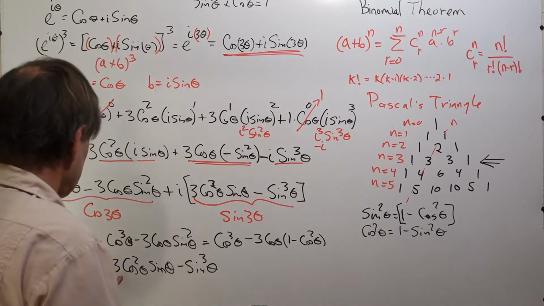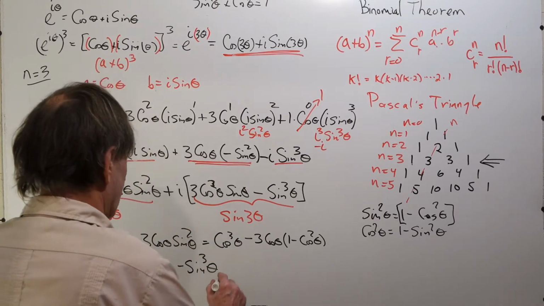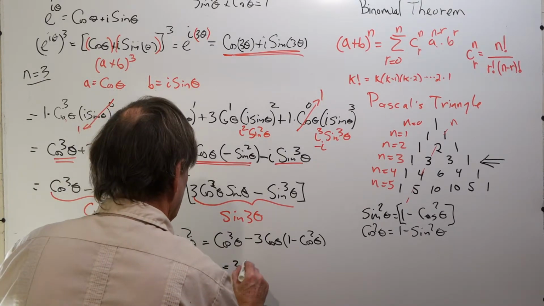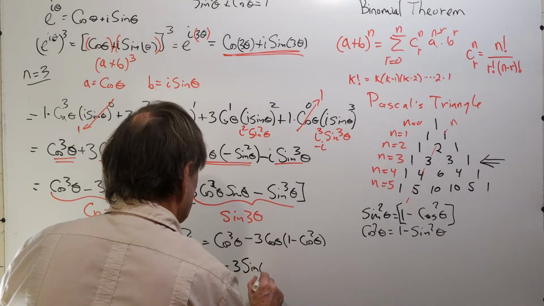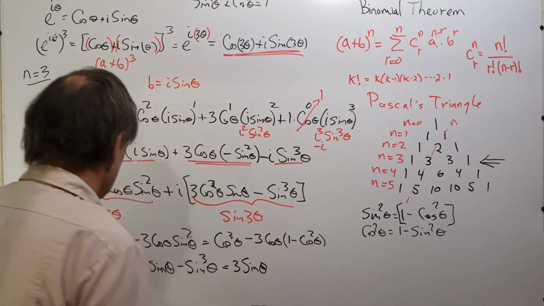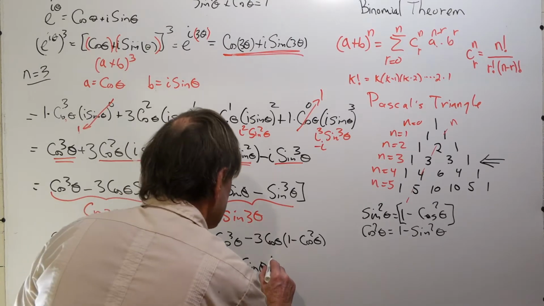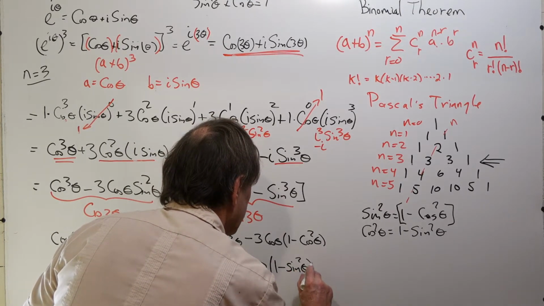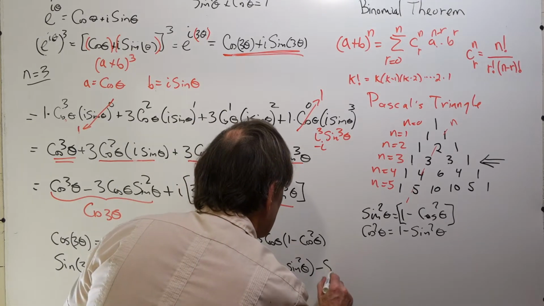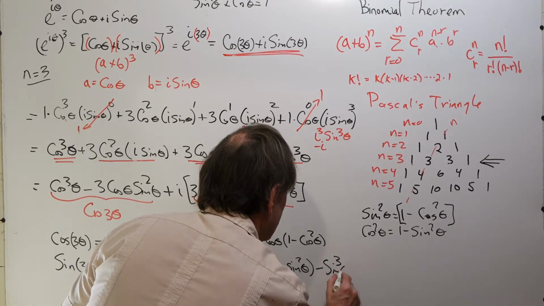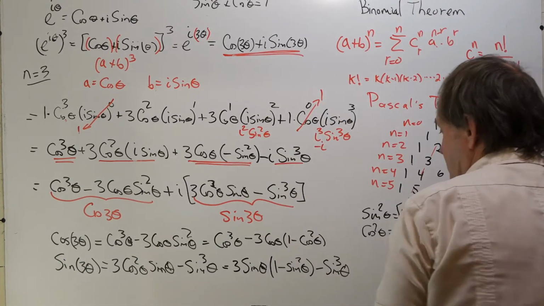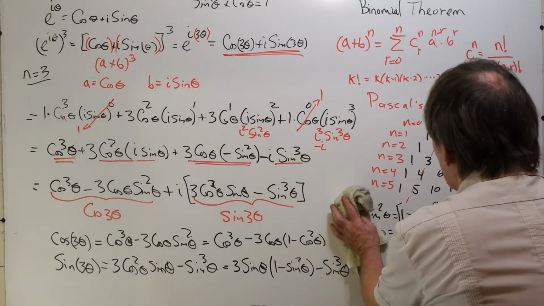And in this equation, we'll substitute in for cosine squared. So we have 3 times the sine of theta times cosine squared, which is 1 minus sine squared theta, minus sine cubed theta. Now we can simplify the equation by combining terms.